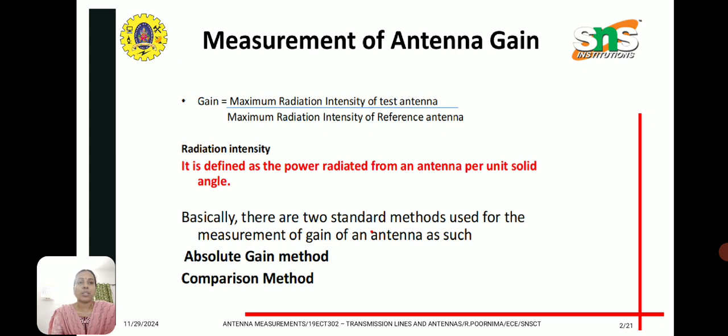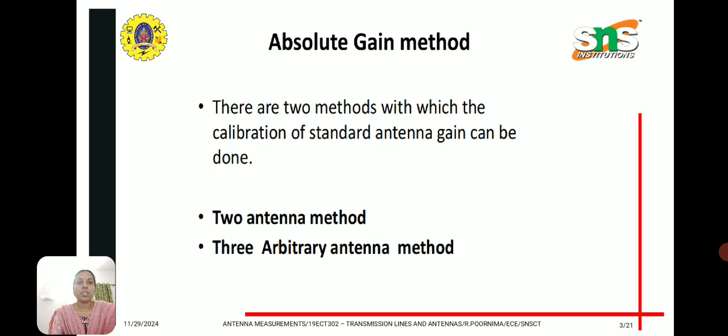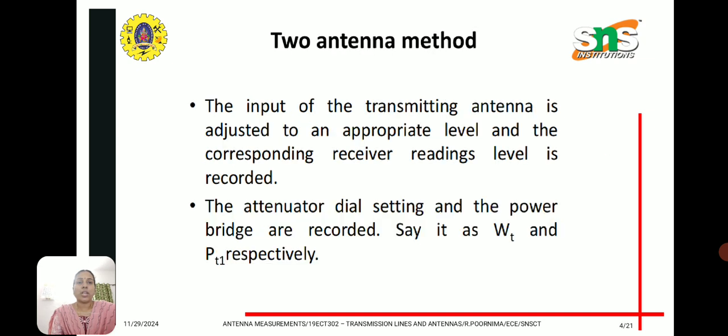There are two standard methods for measurement of gain of an antenna: absolute gain method and comparison method. In the absolute gain method, the two antenna method and the three arbitrary antenna method are used. In the two antenna method, the input of the transmitting antenna is adjusted to an appropriate level and the corresponding receiver reading level is recorded. So the attenuator dial setting and the power bridge reading are recorded, say WT and PT1 respectively.